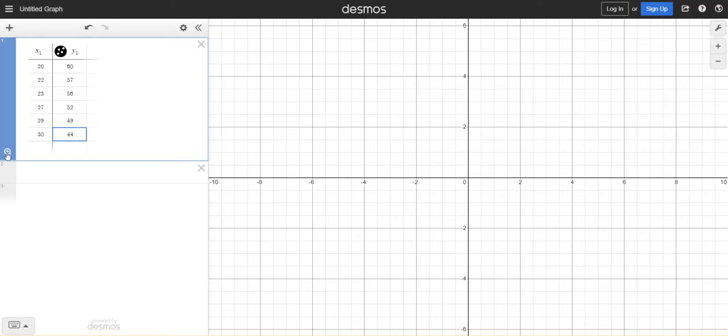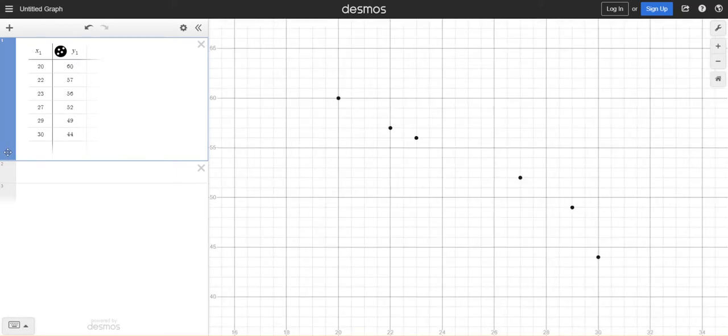There we go, and I'm going to use my zoom fit. All right, did I get all my numbers in there correctly? I think I did. 60, 57, 56, 52, 49, 44. Yep, I did. All right, so this is a good example of something where it's not a perfect line. You can definitely see that. But the problem said do a line of best fit, and we should be able to get at least somewhat close to all of those points. So let's do that. y1 tilde mx1 plus b.